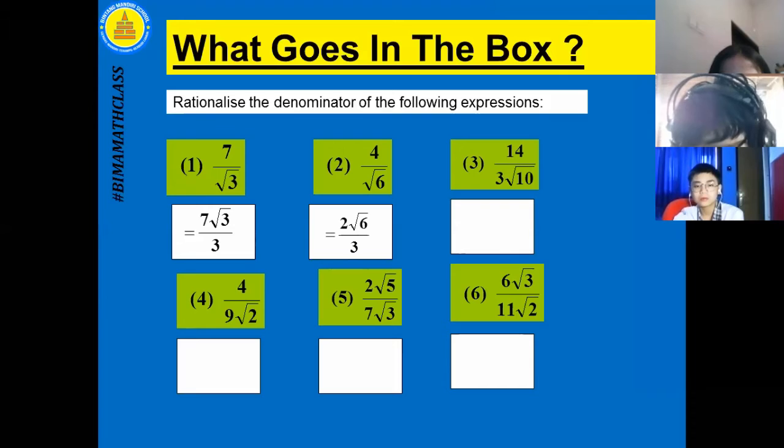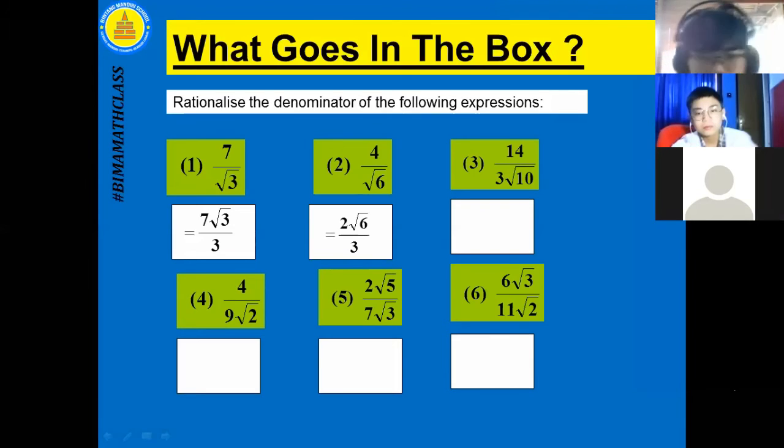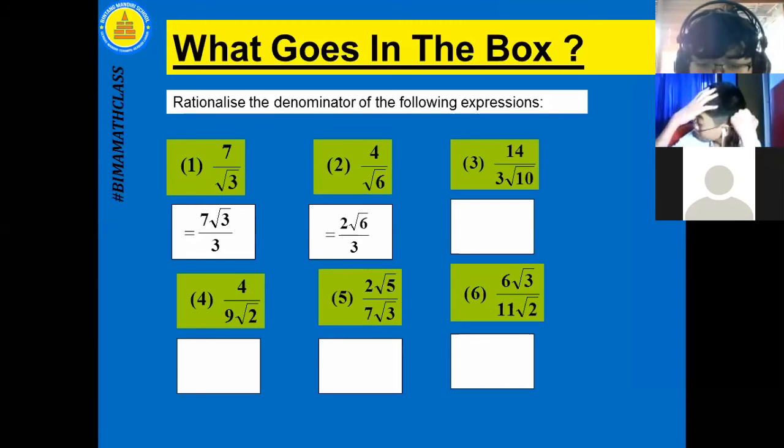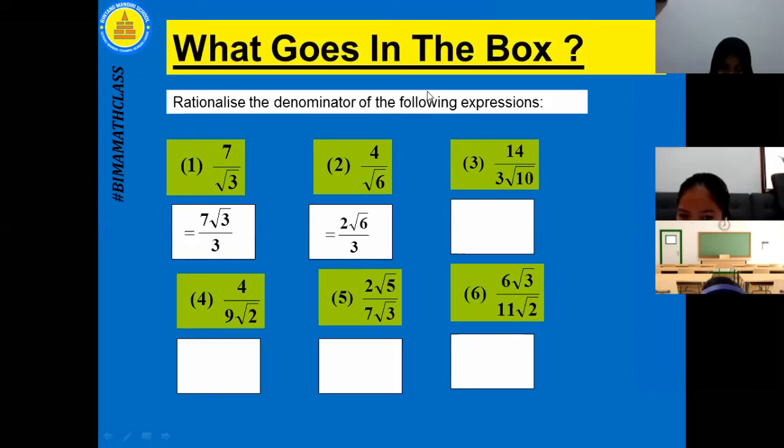Brian, what? Christina. So we multiply both by square root of 10, right? So, what do you get? 7 square root of 10 over 15. Wow. Okay, thank you. That's very nice. Okay, now, number 4, do you agree, Natalie?